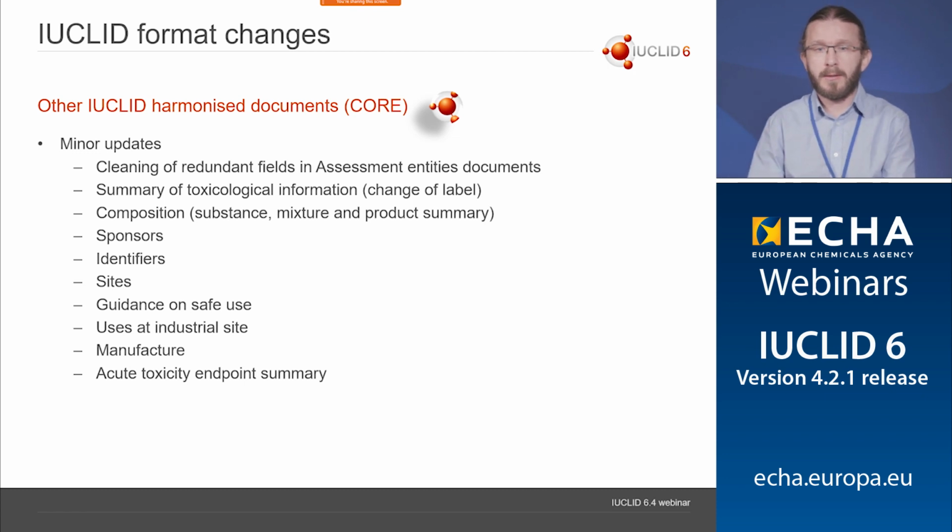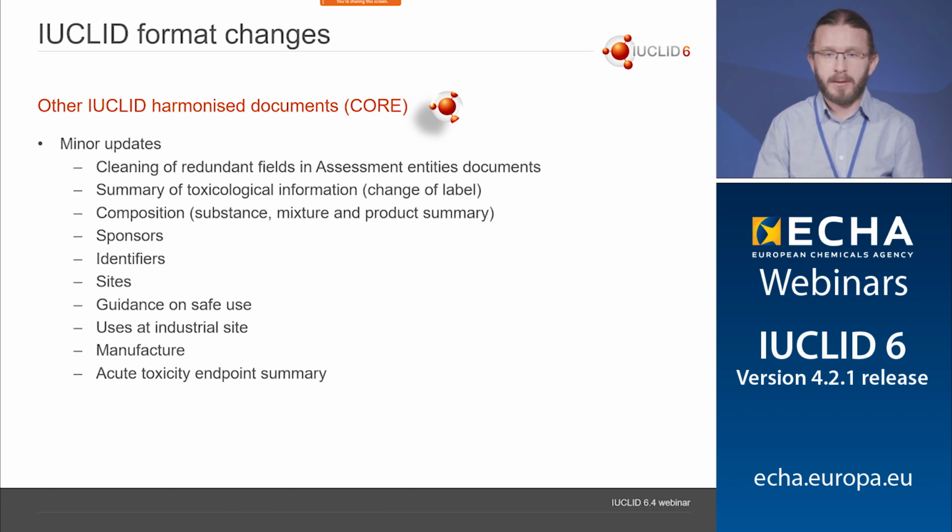I continue with the list of changes made to Euclid harmonized documents. These are again minor changes done in a set of documents, going from the summary of toxicological information, where we clarified some labels, to the guidance on safe use, for example.